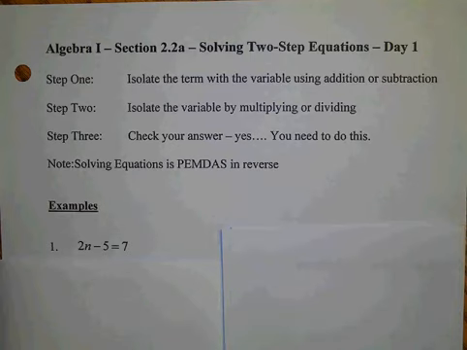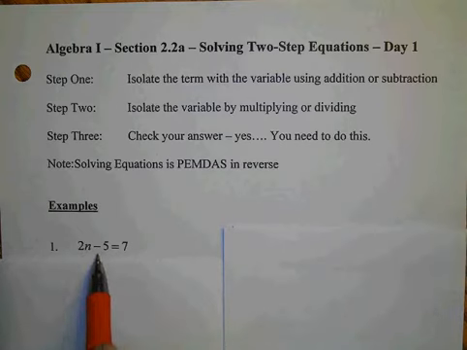As we look at the second section of solving equations, now we have equations that have two different things that we'll have to do to them in the process of solving it. Here we have 2 times n minus 5 equals 7.